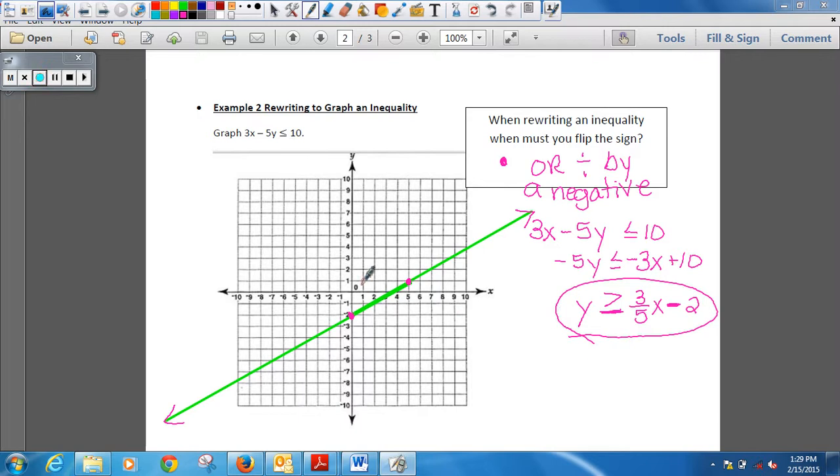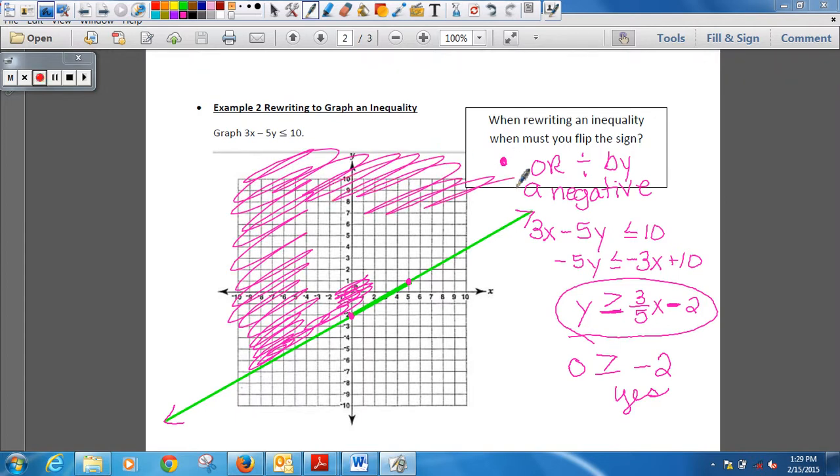Now to shade it, I'm going to again try the point 0, 0. 0 is greater than or equal to negative 2. 0 is greater than negative 2, so 0, 0 does work. So since 0, 0 works, I can shade any part on this side of the line. And that's my solution set.